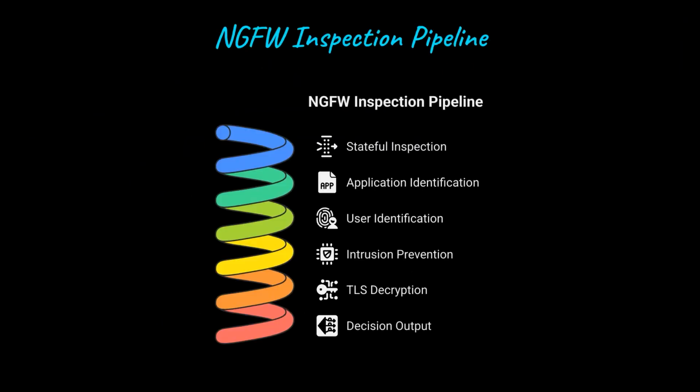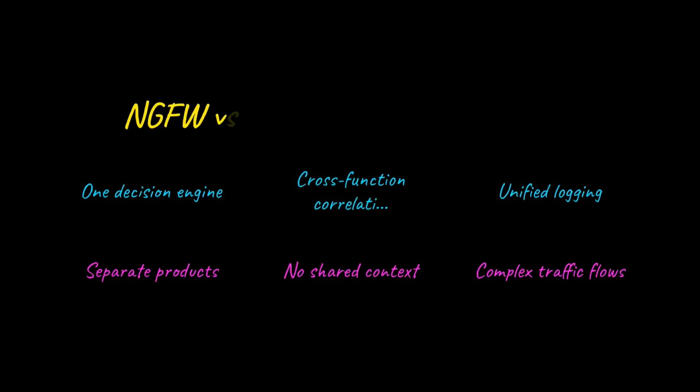Mechanically, traffic flows through a pipeline. Stateful inspection handles connection state first. Then application identification reads the payload. User identification maps the source to a directory account. And intrusion prevention scans for attack signatures. The entire pipeline produces a single allow or deny decision per session.